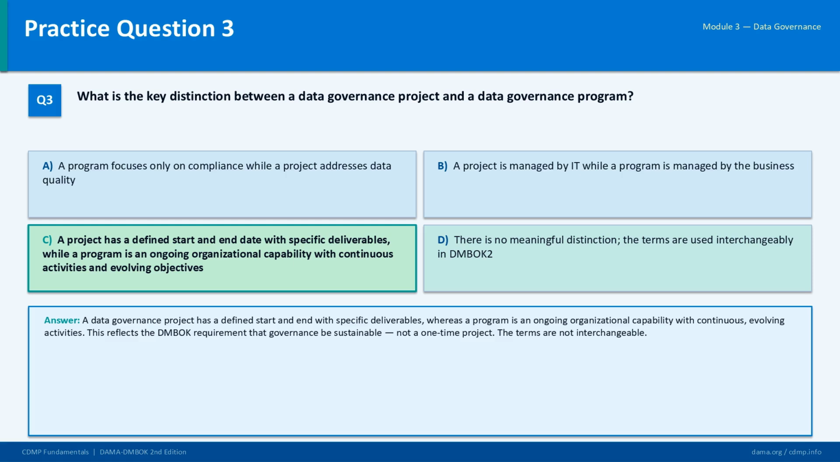Question 3 asks for the key distinction between a data governance project and a data governance program. The answer is C. A project has a defined start and end with specific deliverables, while a program is an ongoing organizational capability with continuous, evolving activities. That reflects the requirement that governance be sustainable, not a one-time project. The terms are not interchangeable. How are you doing so far? 2 more on the next slide.